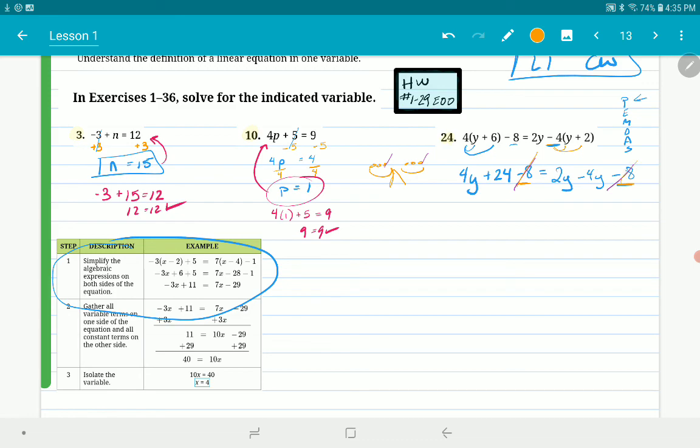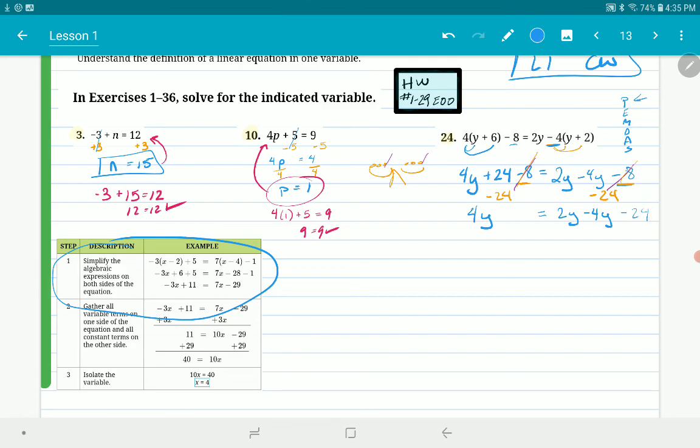Now I want to gather all my constants on the right. So I have this plus 24. So I'm going to subtract that. And whatever I do to the left side, I got to do to the right. So that leaves me with a 4y. I've subtracted 24 and my negative 8s have canceled. And on the right, I have 2y minus 4y. I didn't do anything to those. Minus 24.